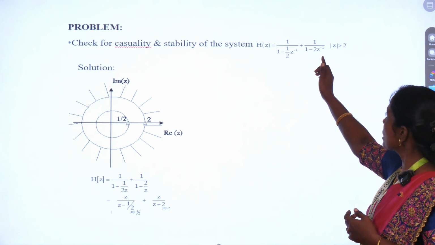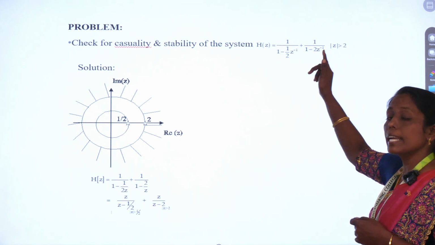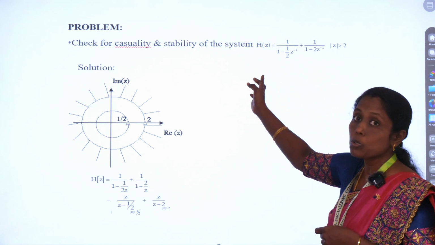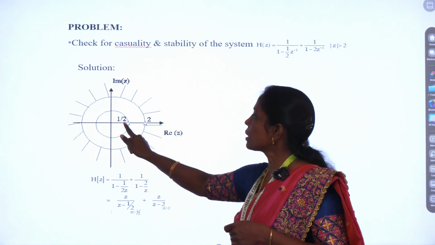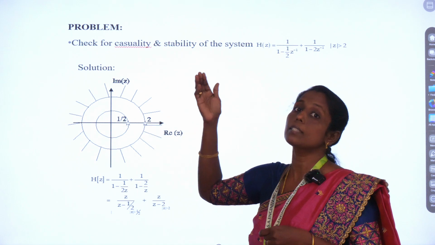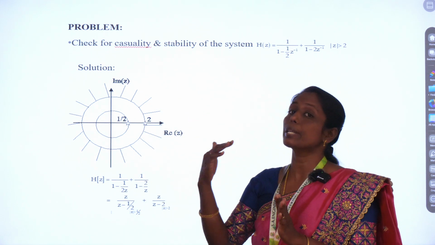So check out the question. So here it is mentioned as modulus of z is greater than 2. So we know these are the poles in this z-axis. One pole is 1 by 2 and another pole is 2. So as per the condition in the problem, modulus of z is greater than 2.